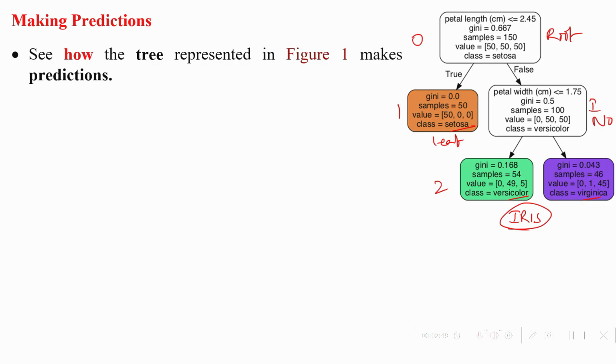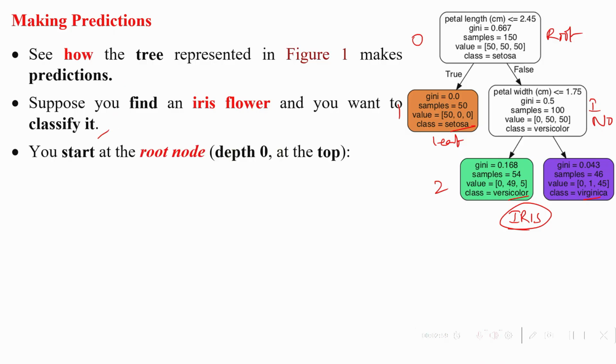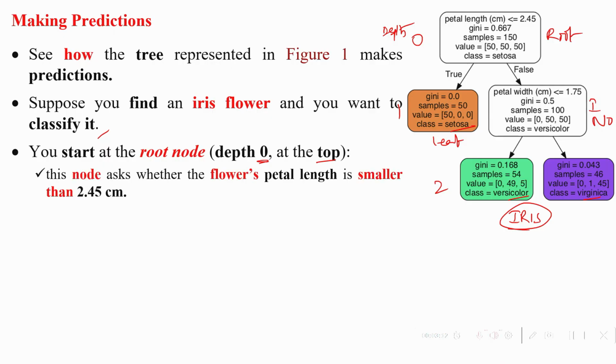This is the overall information of the given dataset. Now based on this information, we are going to make predictions. For example, suppose you find an iris flower and you want to classify it. This is our aim. You start at the root node at depth 0, the top node. This node checks whether the flower's petal length is smaller than 2.45 centimeters or not. The condition is petal length less than or equal to 2.45.